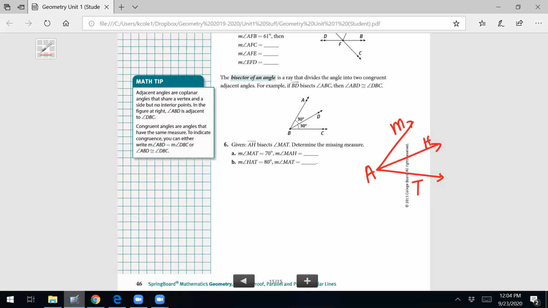Why is it 35? That's right, it's half. Okay, so you take that 75, you split it in half, that's where we get the 35.